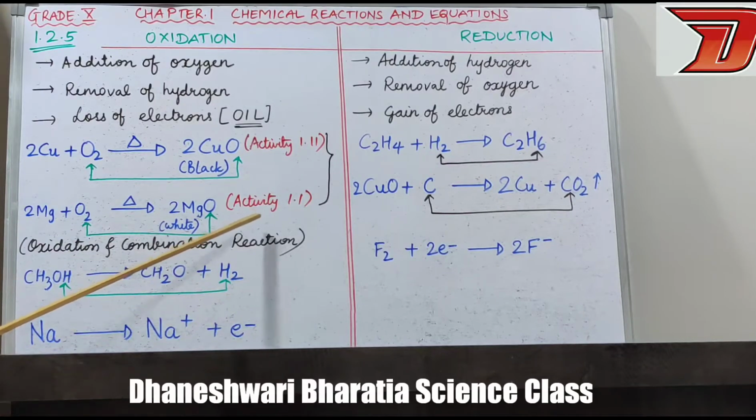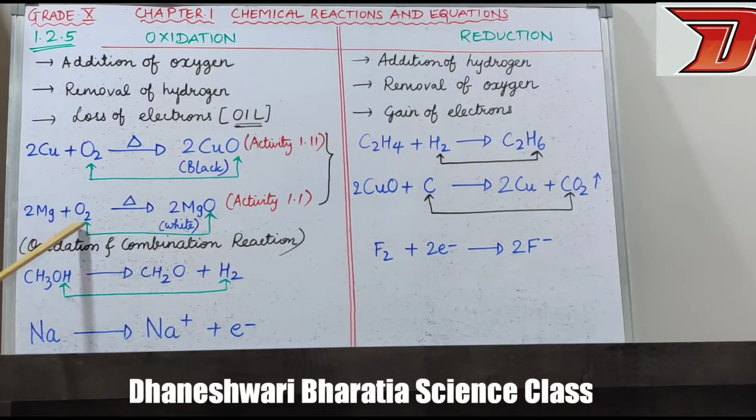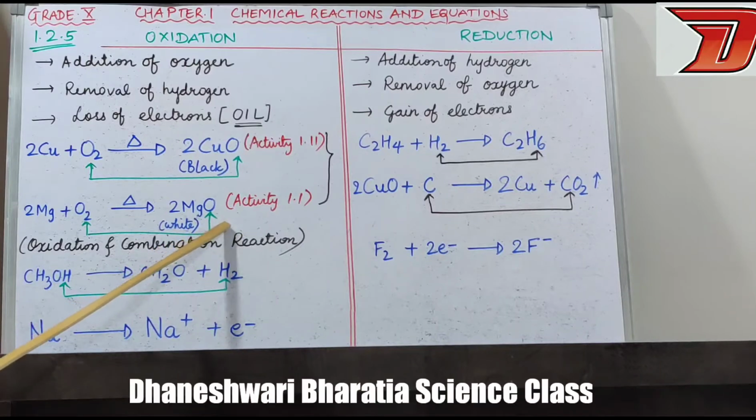Now let us recall activity 1.1 which we did, where we had taken magnesium ribbon and applied heat, and this magnesium will combine with oxygen and start burning with a dazzling flame. Dazzling flame means when we burn crackers in Diwali, right? Those sparkles burn with a dazzling flame. So the same type of dazzling flame we will notice, and at the end of the reaction we will get white ashes of magnesium oxide.